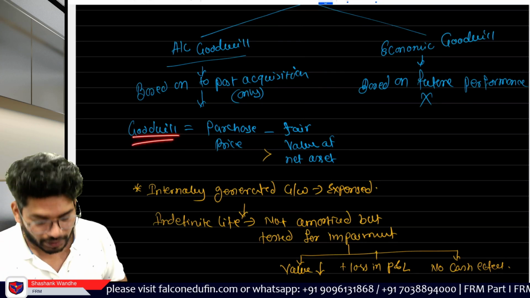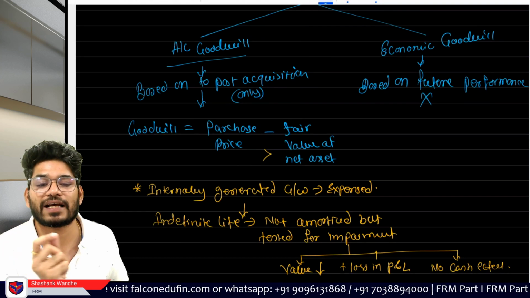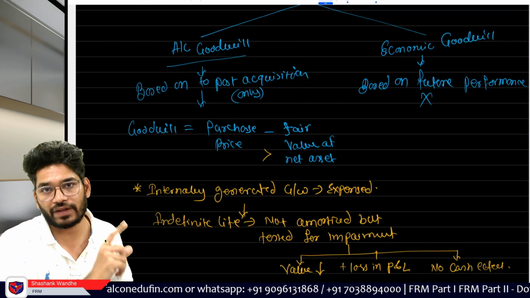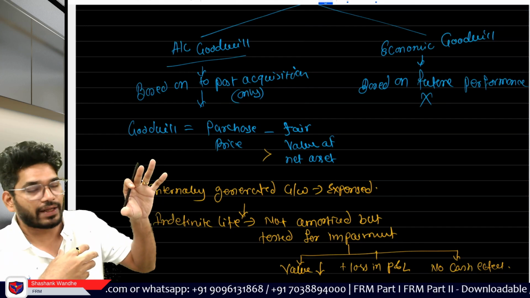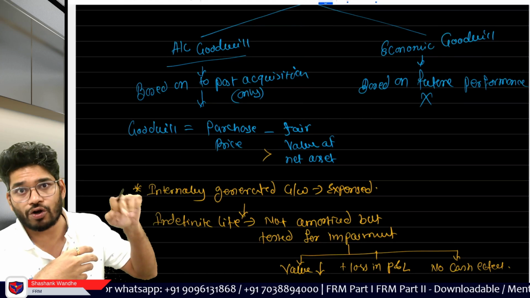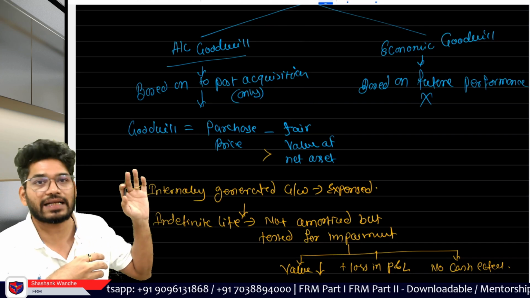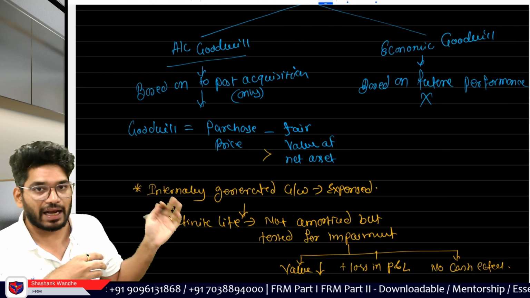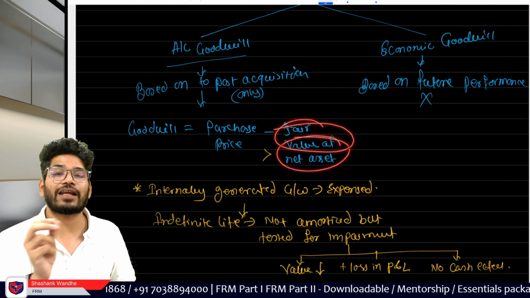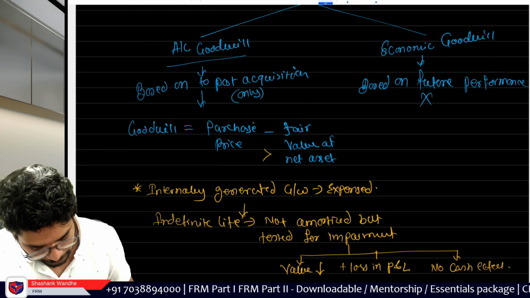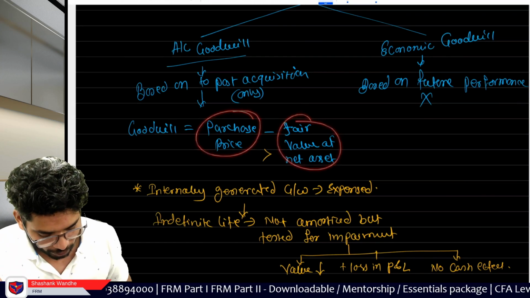Now the formula for the goodwill is simple: the purchase price minus the fair value of the net asset. Fair value of the net asset, as in you take the company you are acquiring. For that company, you will take the asset fair value, not the book value. Fair value of the assets minus the fair value of the liabilities, whatever is the value, is the net asset value, which is the fair value of the net asset. And goodwill is the purchase price minus the fair value of the net asset.